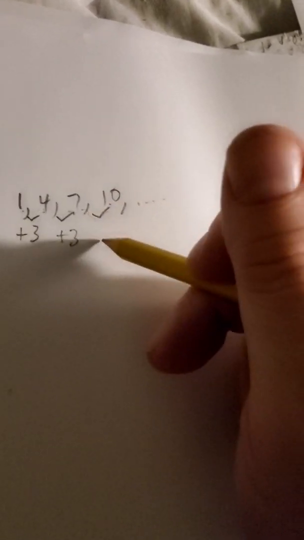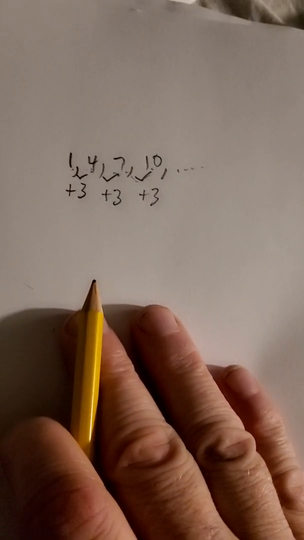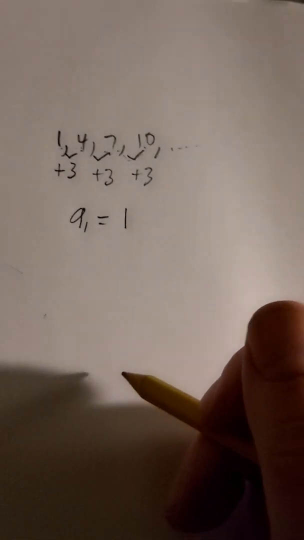4 minus 1 equals 3. I could say 7 minus 4 equals 3. I could say 10 minus 7 equals 3. Like that, right? Alrighty. So now we've got our first term, called a sub 1, equals 1, right?